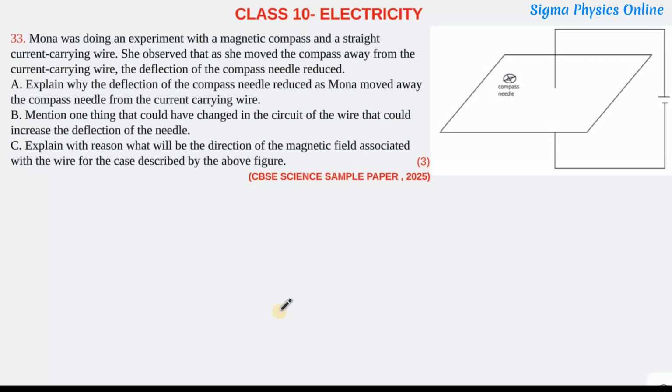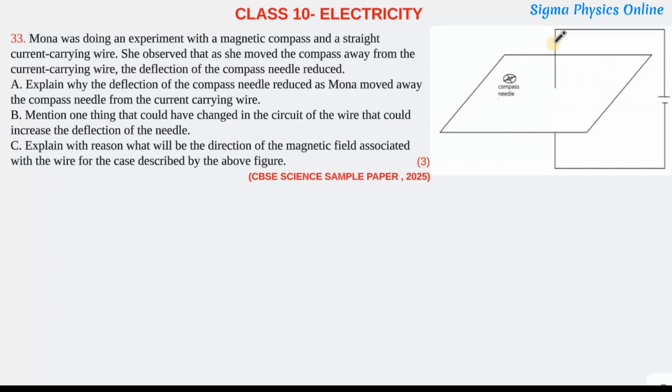She observed that as she moved the compass away from the current carrying wire, the deflection of the compass needle reduced. First question is, explain why the deflection of the compass needle reduced as Mona moved the compass needle from the current carrying wire. B. Mention one thing that could have changed in the circuit of the wire that could increase the deflection of the needle. The third question is, explain with reason what will be the direction of the magnetic field associated with the wire for the case described by the above figure.